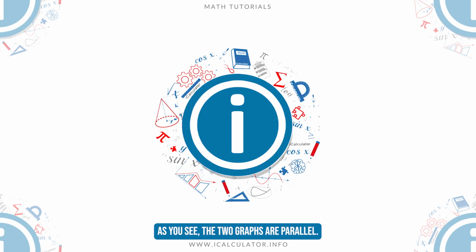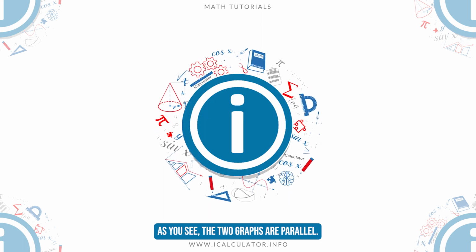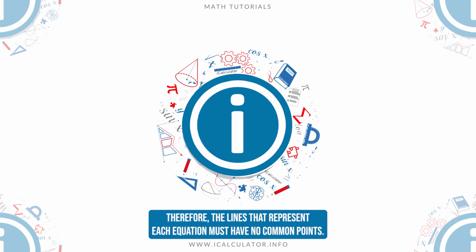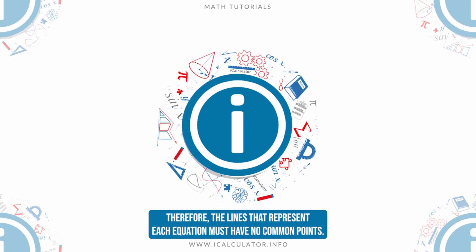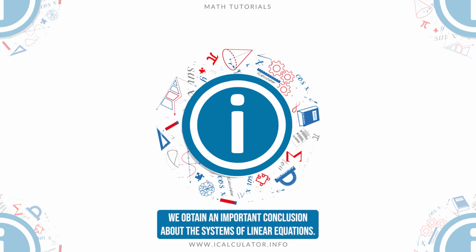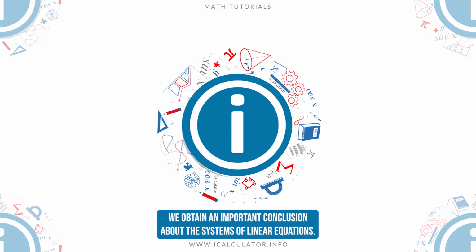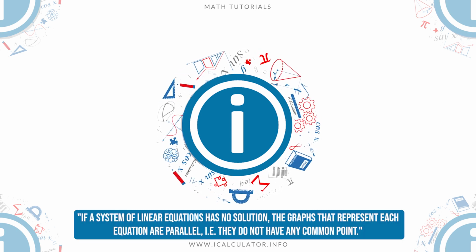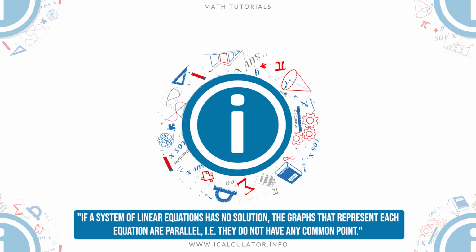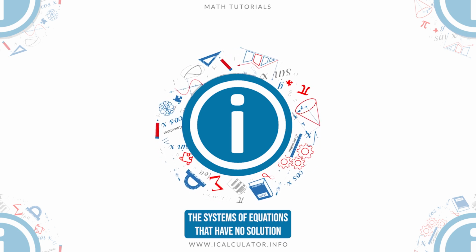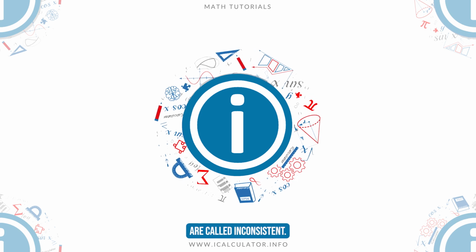As you see, the two graphs are parallel. It is understandable, as the system of equations had no solutions, therefore the lines that represent each equation must have no common points. In this way, we obtain an important conclusion about systems of linear equations. If a system of linear equations has no solution, the graphs that represent each equation are parallel, i.e. they do not have any common point. The systems of equations that have no solution are called inconsistent.